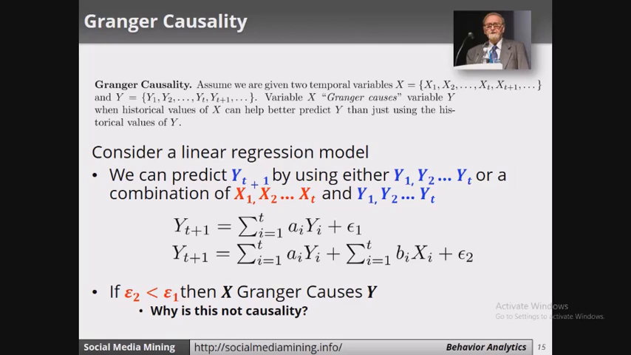So here we have Granger causality, which is a kind of evaluation strategy. Granger causality says that, assume we are given two temporal variables x and y. Variable x Granger causes variable y when historic values of x can help better predict y than just using the historical values of y.